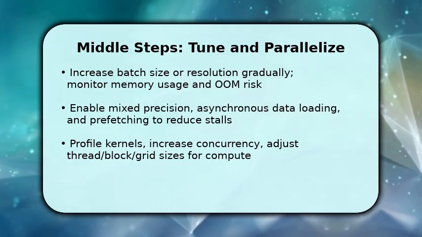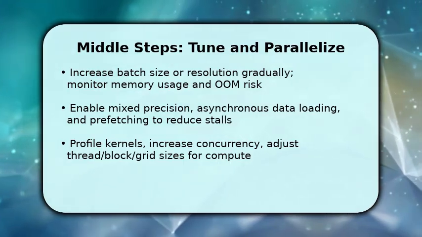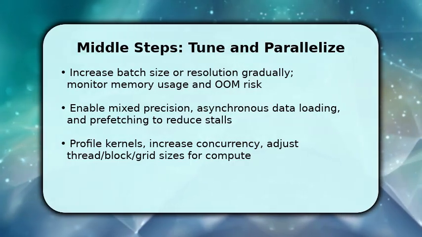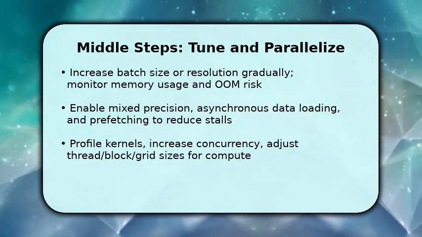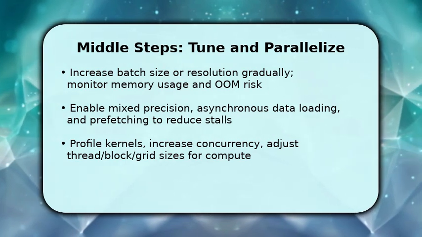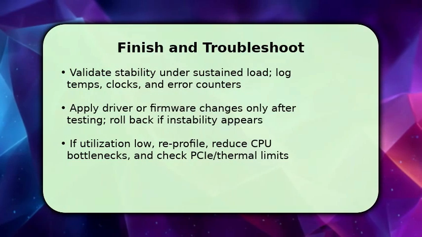Profile your workload. Identify kernel bottlenecks and increase concurrency by tuning thread and block sizes or splitting tasks across queues. Also consider pipelining stages so the GPU. Finally, run sustained stress tests and monitor temperature, clocks, and errors to confirm stability.